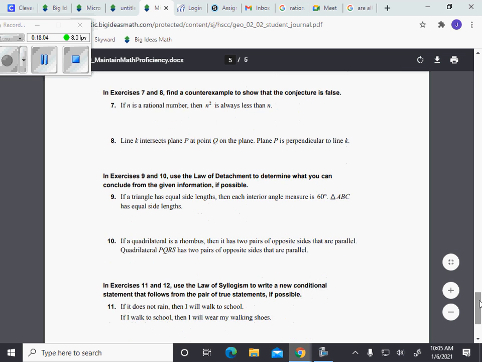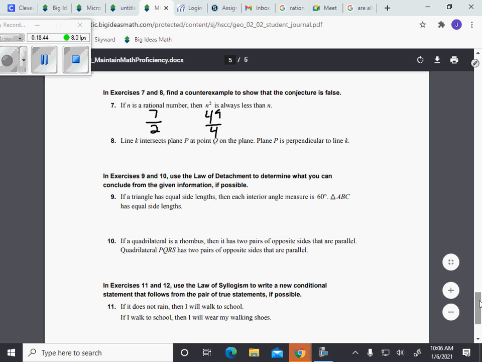Okay, next one. Find a counterexample. All I'm looking for is one example to prove that this is false. If n is a rational number, what's a rational number? A rational number is a fraction. So let's find a fraction, any fraction. 7 over 2. Then n squared is always less than n. What's 7 over 2 squared? We have 49 over 4. Is that less than 7 over 2? No. So here's my counterexample right there. Done.